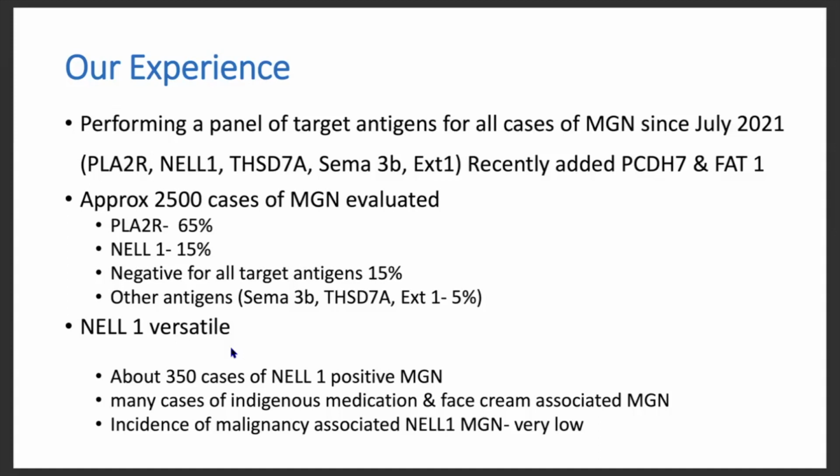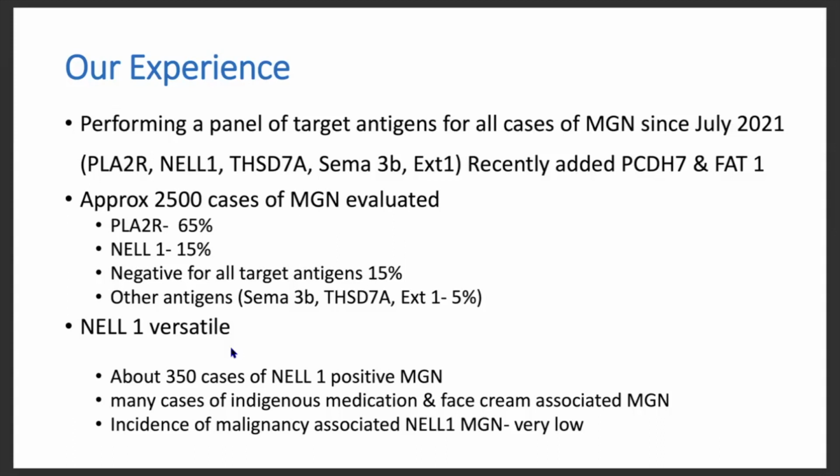All the other antigens put together are approximately 5%. That includes semaphorin; they're very rare. Thrombospondin, exostosin, other things. And as I told, NELL1 is very versatile. So we now have the largest cohort of NELL1-positive membranous GNs in the world. And a very large number of them are associated with indigenous medication use. So probably this percentage is going to remain higher in our geographic areas because of the various medication practices which we follow. And as a clinician, it is very important to take note of this and probe the patients about what they have been using.